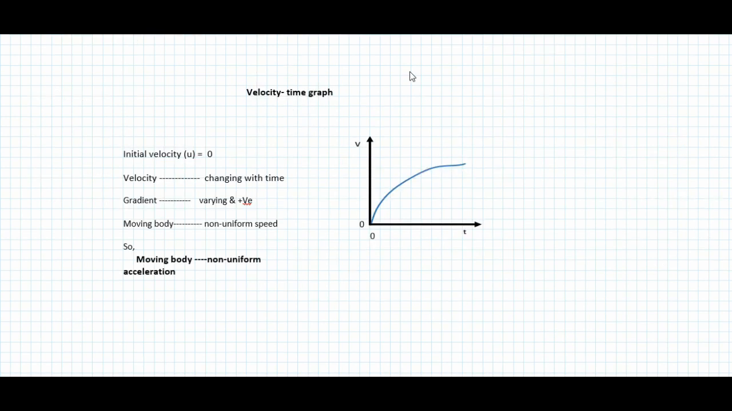In the last velocity time graph, we have a curved line starting from 0. That means its initial velocity u is 0, but with time its velocity is increasing. This change in velocity over different time intervals is non-uniform. It means that the body's acceleration is also non-uniform.